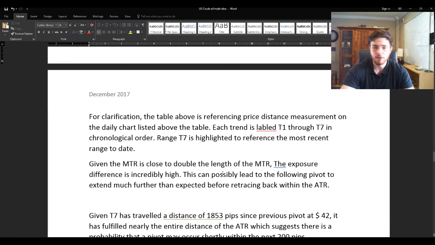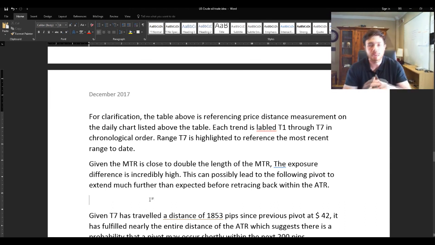So you'll see down here, I've got a very nice thing about the ATR and MTR. So I said for clarification, the table above is referencing price distance measurement on the daily chart listed above the table. Each trend is labeled T1 through T7 in chronological order. Range T7 is highlighted to reference the most recent range to date. So T7 is the range we're currently in. So T8 is what we're hoping is going to be the next range pulling back down.